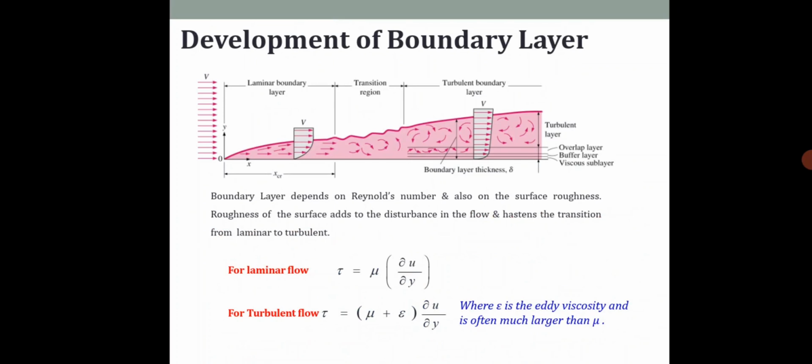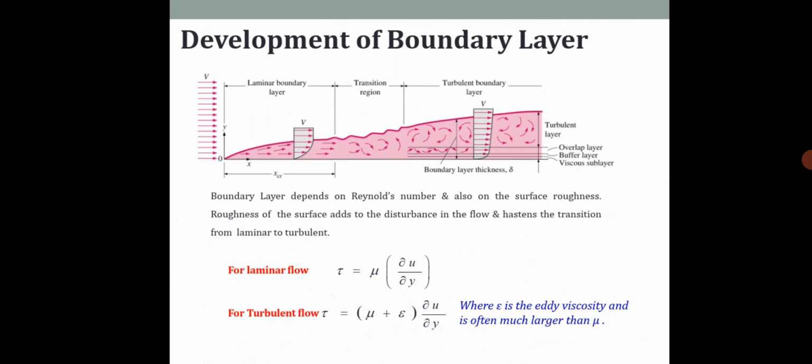And this boundary layer depends on the Reynolds number, and it also depends on the surface roughness. So surface roughness will add to the disturbance and hasten the transition. Okay, so if the surface is very rough, what happens? The transition from laminar to turbulent will be very easy. It will take place at a faster rate.